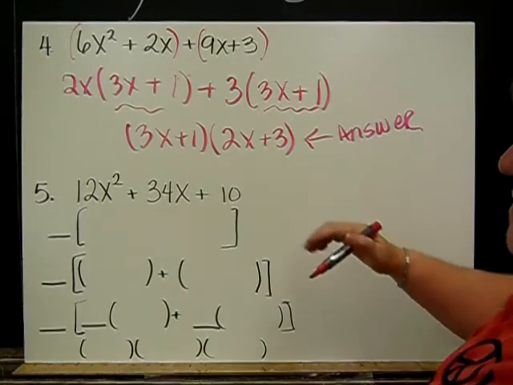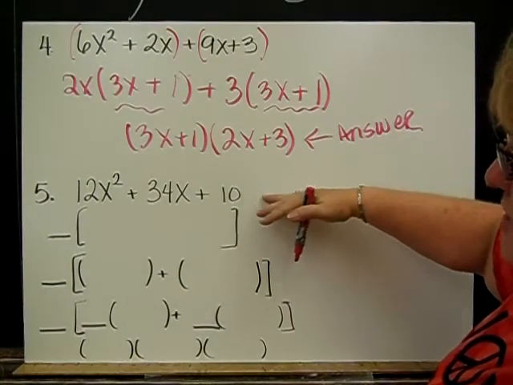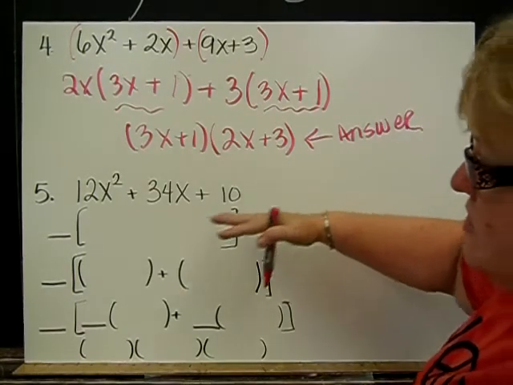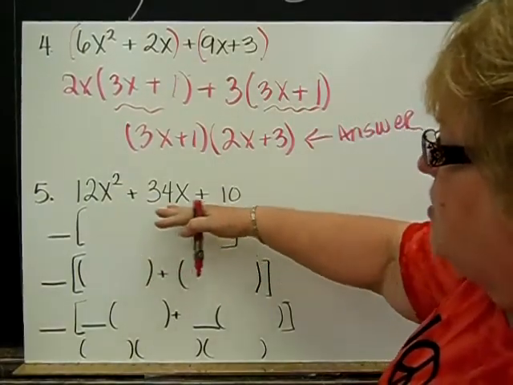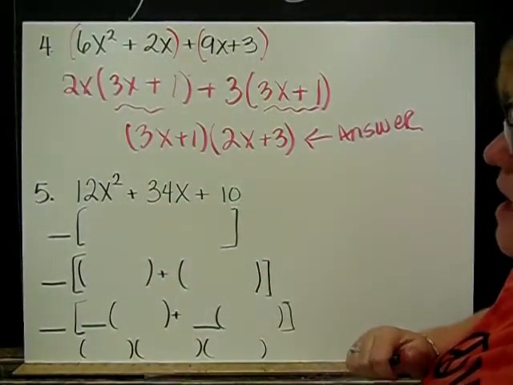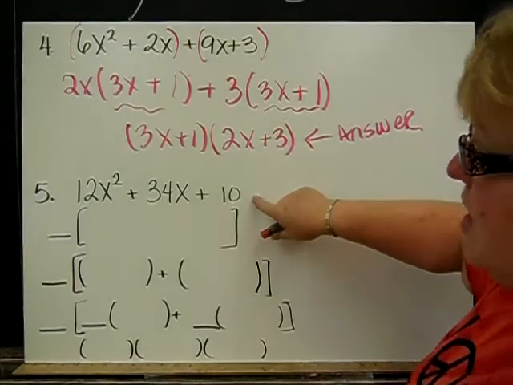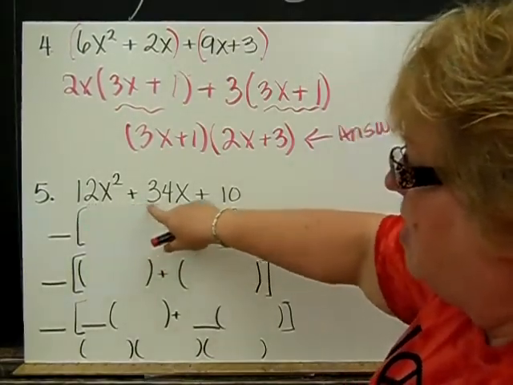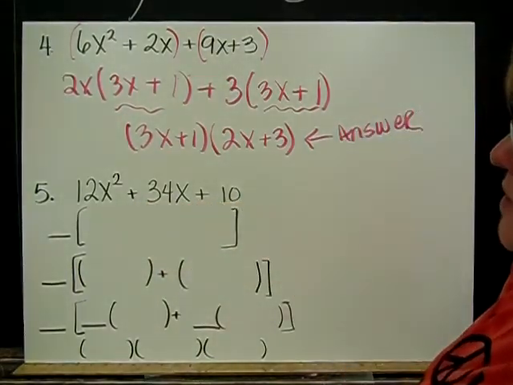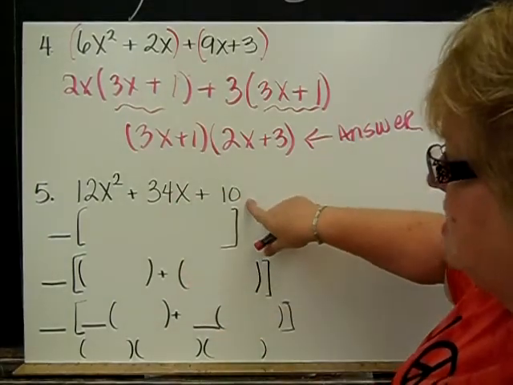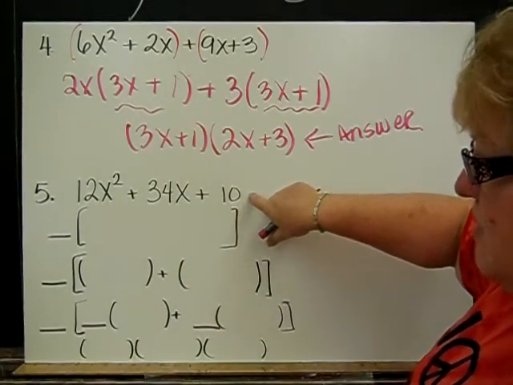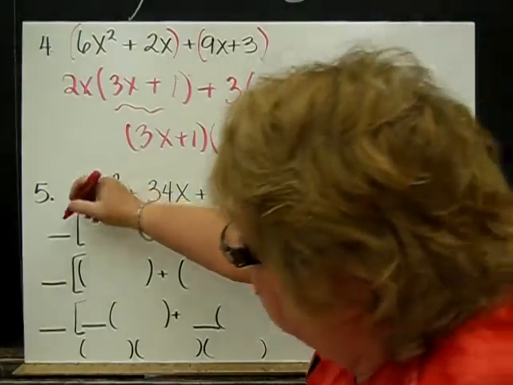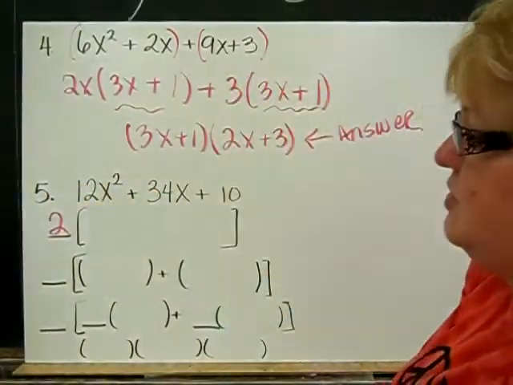Okay, in the last example, our first question is: is there a greatest common factor? Well, we have 12, 34, and 10, and 2 will divide into all of these numbers. I know that because they all end in an even number. This one does not have an x, so there isn't a variable that we can take out, only a number. So we're going to take out the greatest common factor of 2.